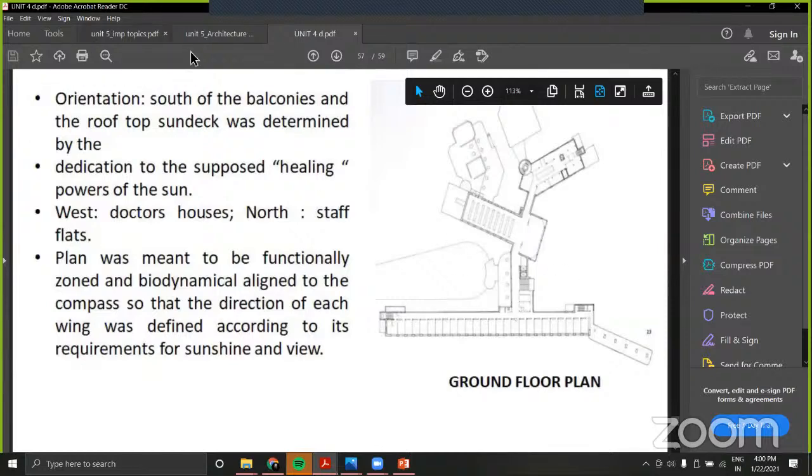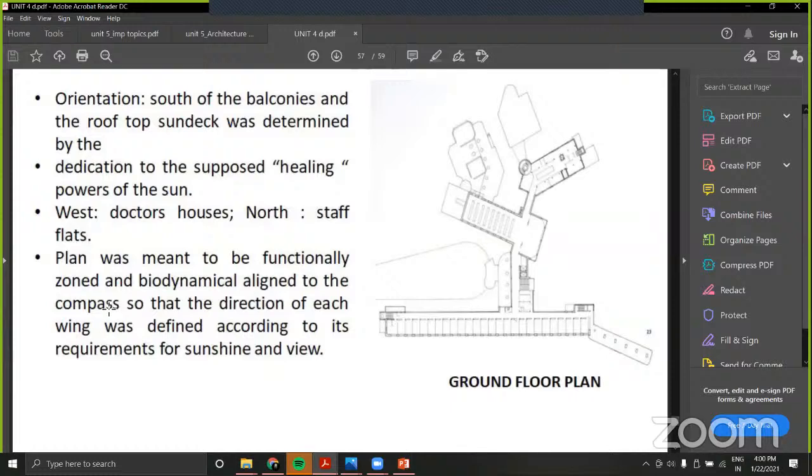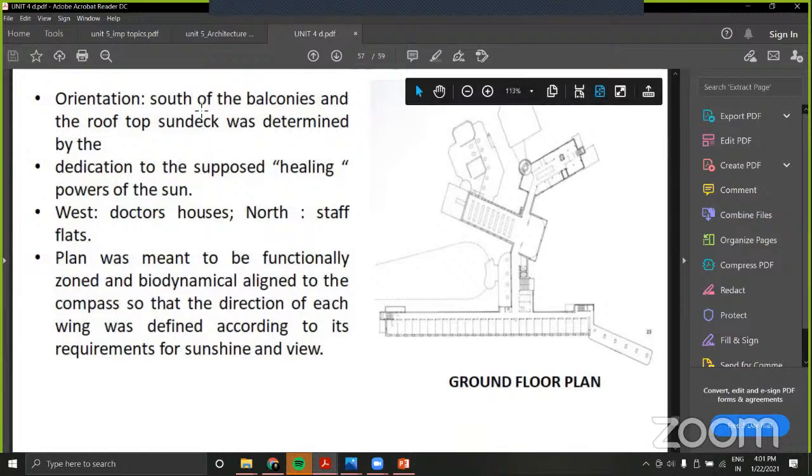The orientation south of the balconies and the top rooftop sun deck was determined by the dedication to the supposed healing powers of the sun. As I said, the west is for the doctors, the north for the staff class. Since the south side has the most sunlight, he designed balconies on the south side. On the west side we will be getting harsh light, on the north side soft light. The south side has the morning sun, I think 7 to 10, so he used all these balconies on that side.